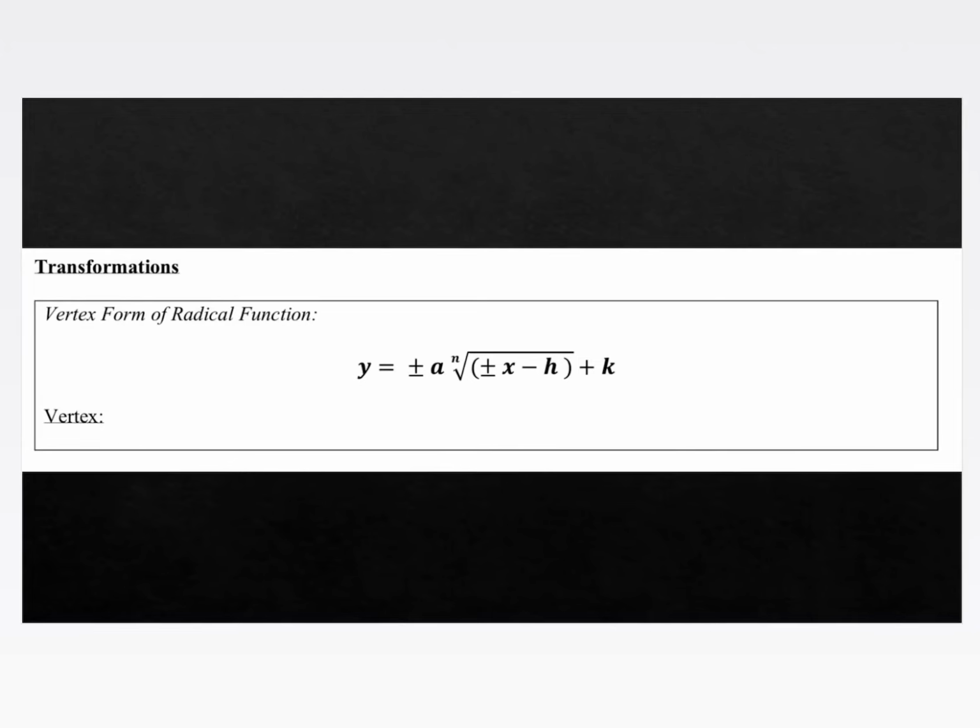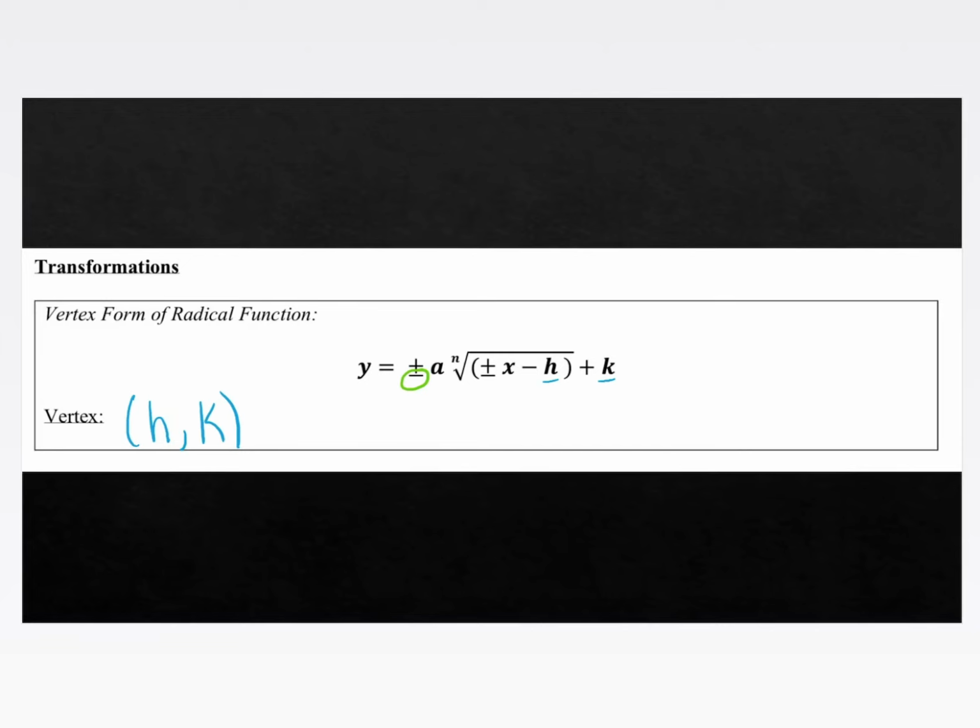Here we have y equals plus or minus a times the nth root of plus or minus x minus h, plus k. Looking at all these different variables, keep in mind from our parent functions topic that our vertex is at (h, k). So these two values right here. Now if we go through this entire vertex form, let's identify what each variable means.